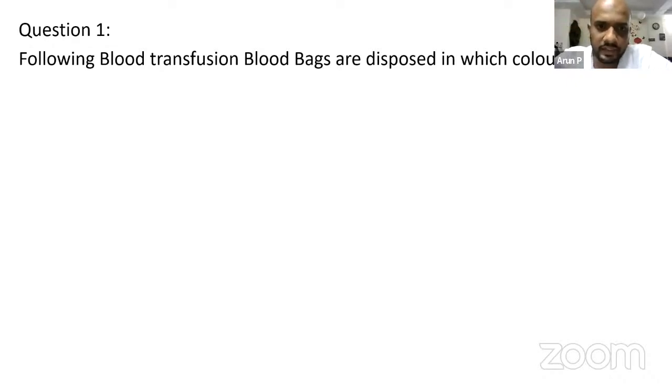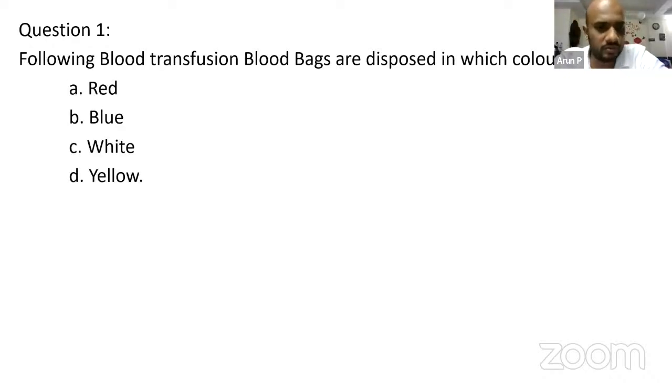So now you know the answer. Blood bag will be disposed in the yellow category. There is nothing to think about it. We have already discussed: blood bags will be disposed in the yellow category.